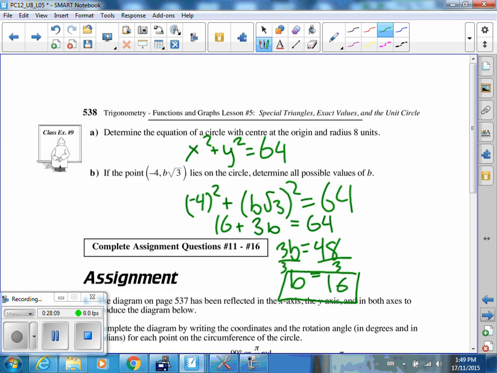And I guess positive or negative b. Plus or minus 16. Because when we squared it. Oh, wait a sec. No, b squared. B squared. Plus minus. B equals plus minus 4. I forgot to square my b.